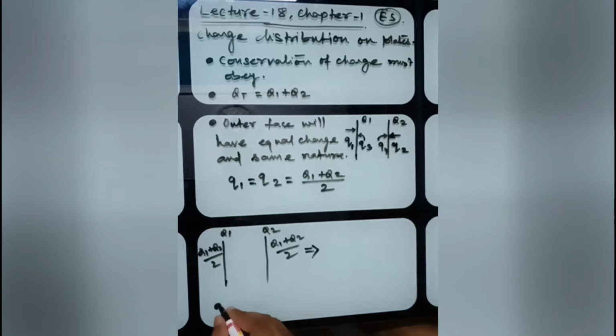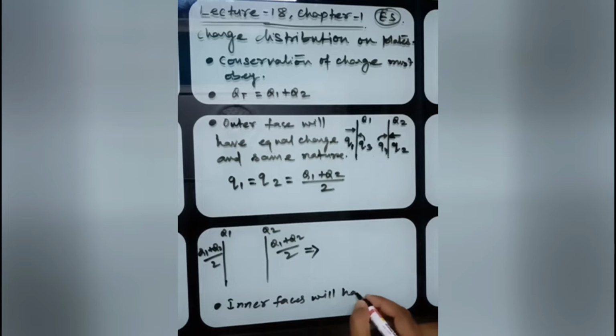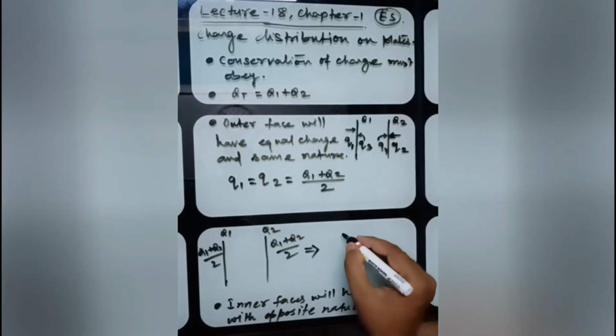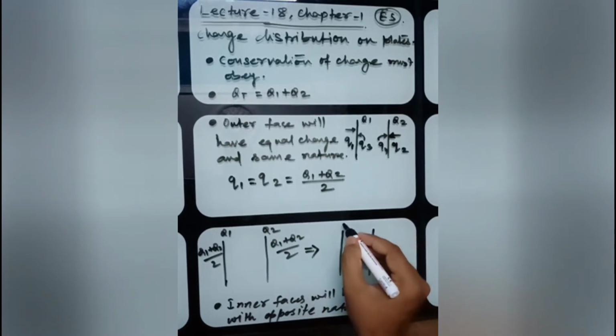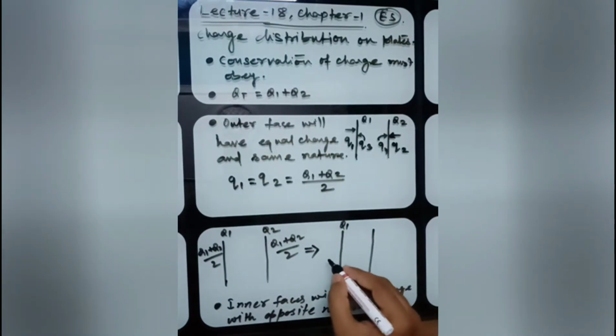So the inner faces will have charge with opposite nature, which is very important. It should be noted down in your notes, my dear student. And how much should this charge be, so try to understand. Here the charge was Q1. Now we are having the charge Q1 plus Q2 by 2 here.